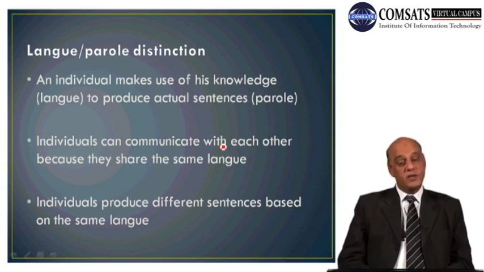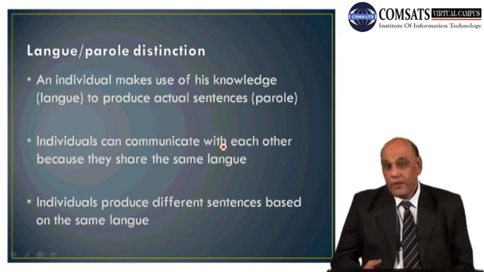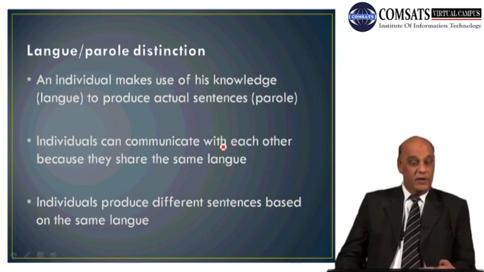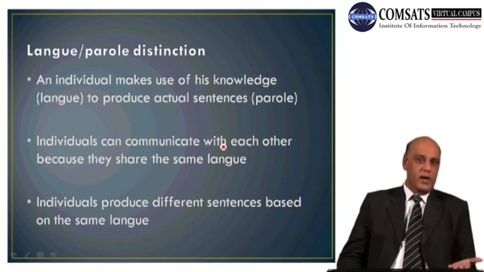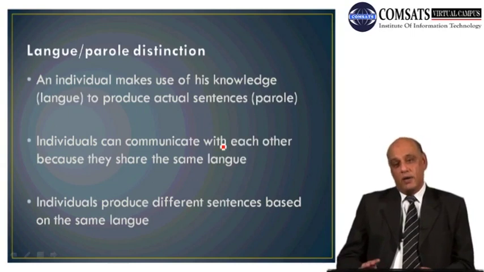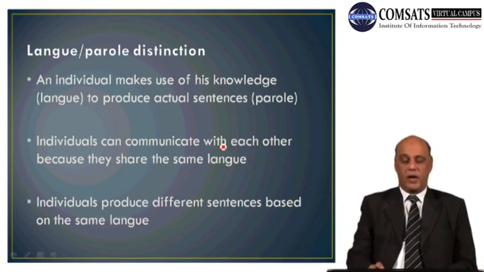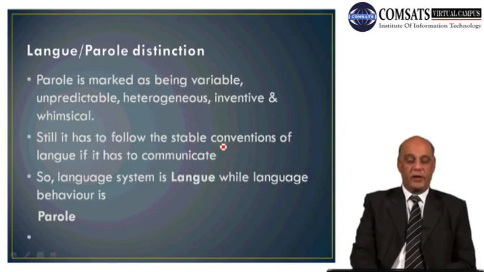Individuals produce different sentences based on the same langue. So this is what we mean by parole related to individuals. Parole is different with individuals because individuals speak different words, different sentences. Even inside one society, individuals might have different words or different varieties of language, but they are understood in the same society if the actual rules are agreed upon, if the actual rules are understood by all the members of the community or society. And that is where parole can be understood and used to communicate effectively.